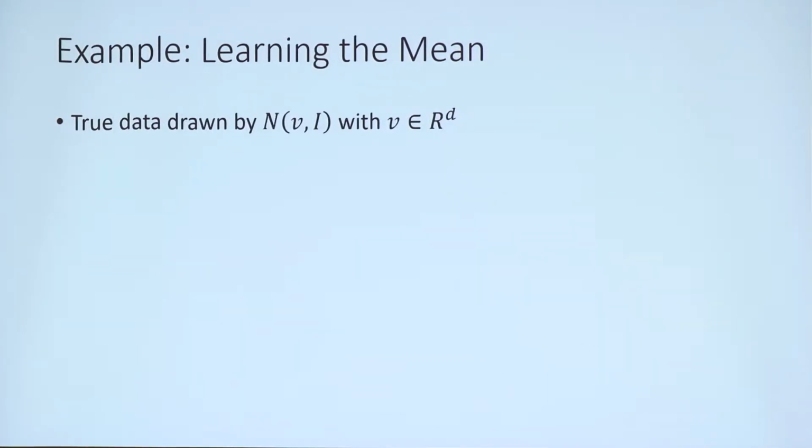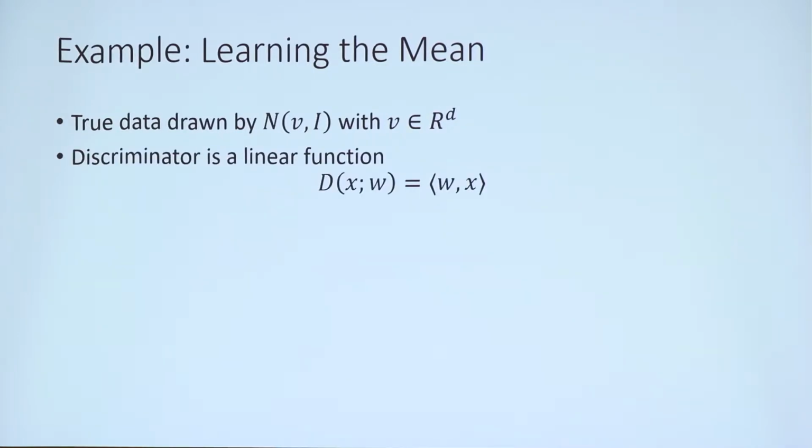So let's look at this very simple example of trying to learn the mean of a multidimensional distribution. We know that the true data are drawn from some normal with some mean V and some identity covariance matrix. And our goal is to learn this parameter V, which is the mean. Now, in this situation, it actually suffices that the discriminator is the space of all possible linear functions. You don't need anything complicated. You just need to be able to test first moments.